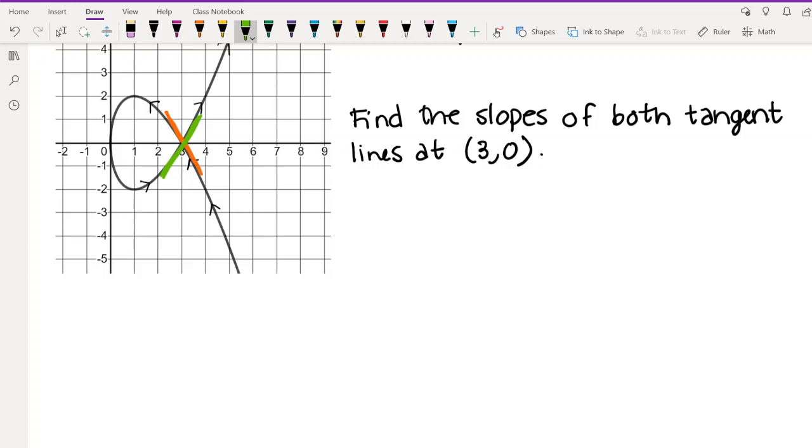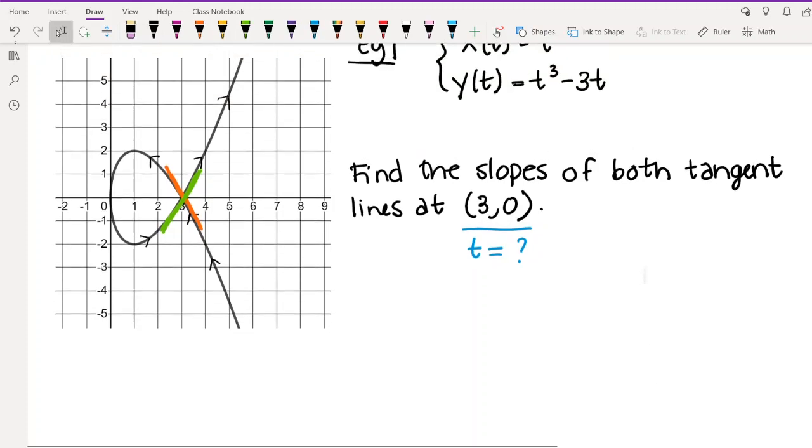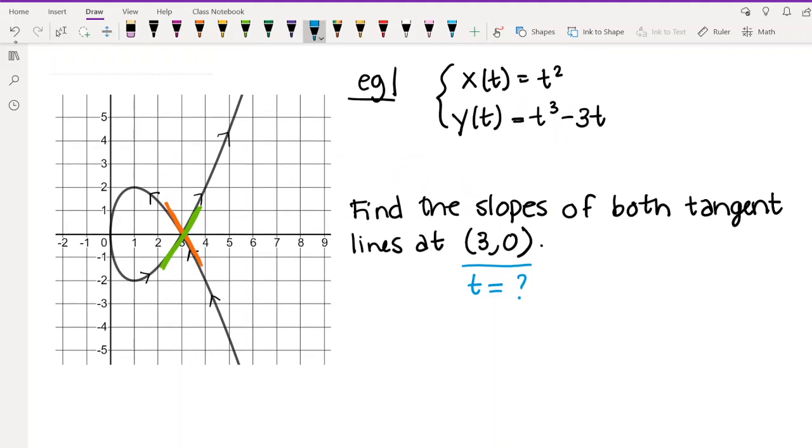And so that means that the t values for these different slopes are going to be different. And so what we need to do is work backwards to figure out what t is. So we need to figure out what is the t value for this point 3, 0. So how do we do that? Well, we can use our parametric equations here. And notice that the graph actually goes through a y value of 0 another time. It also goes through 0 here. So I think the easier way to find what t is is to focus on this equation.